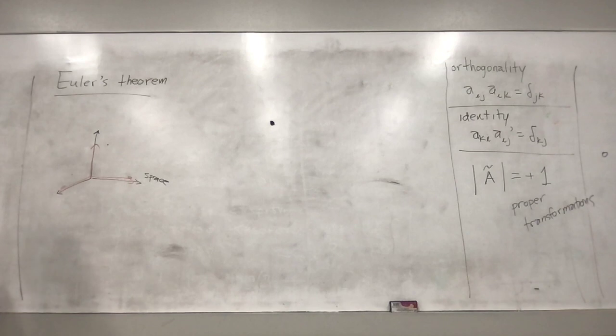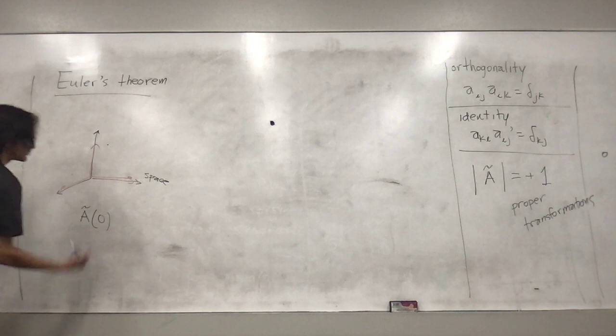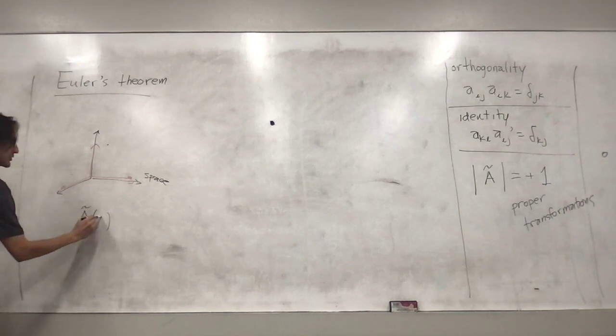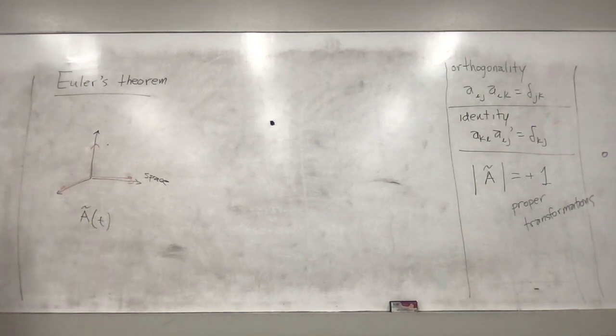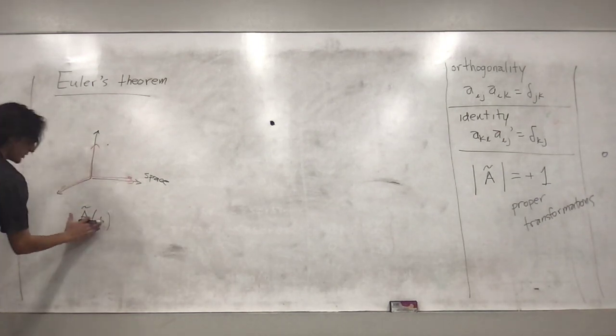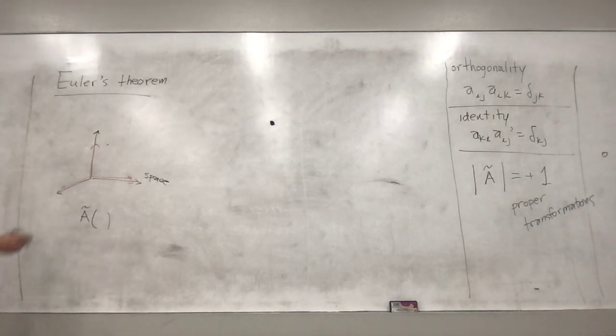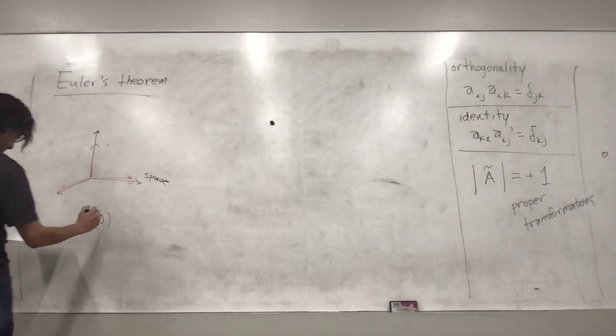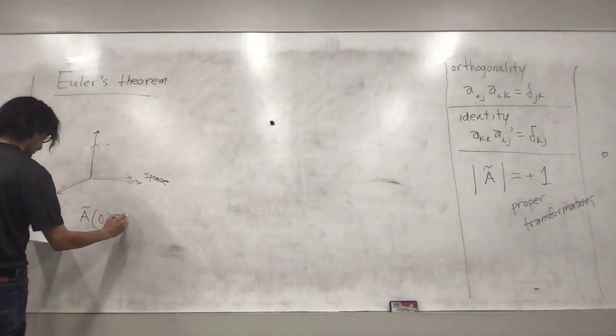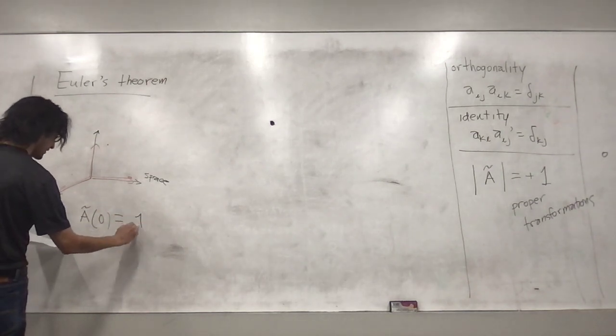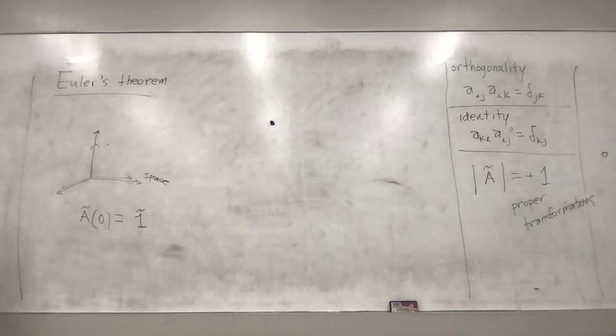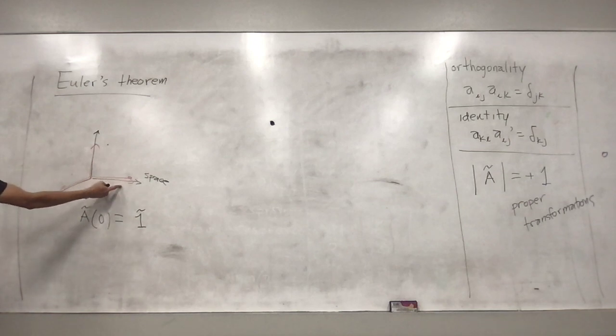So A of zero, well, this is a function of the time. These transformations with time are going to be continuous, so you should be able to differentiate them. But at zero, they're just the identity matrix. Right, so x is equal to x, y is equal to y, z is equal to z.